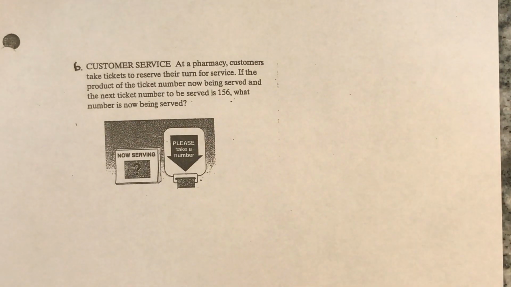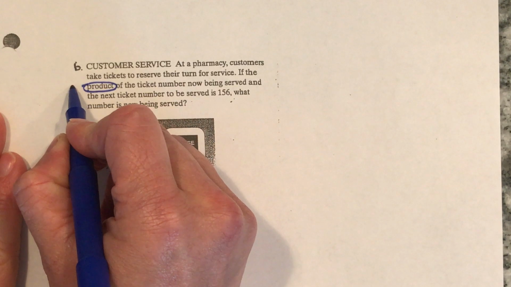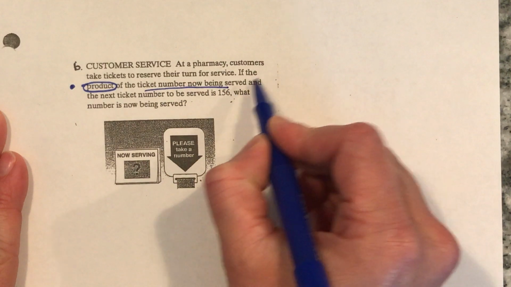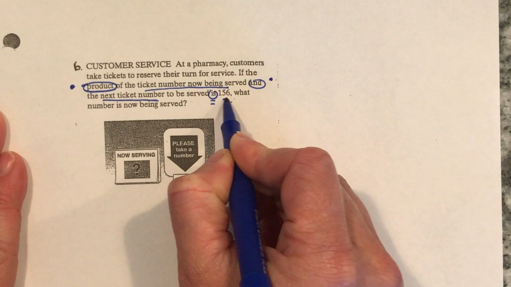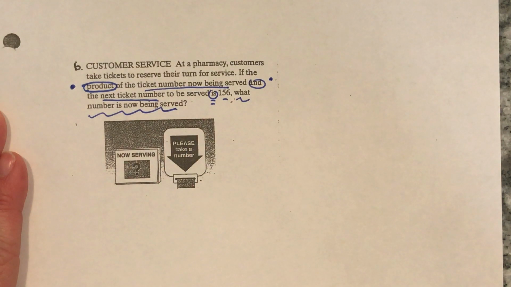Okay, the last one, number 6. At a pharmacy, customers take tickets to reserve their turn for service. If the product of the ticket number now being served and the next ticket number to be served is 156, what number is now being served? So we're talking about a product, so the answer to multiplication. We have a ticket now being served, and so times the next ticket is 156. What number is now being served?